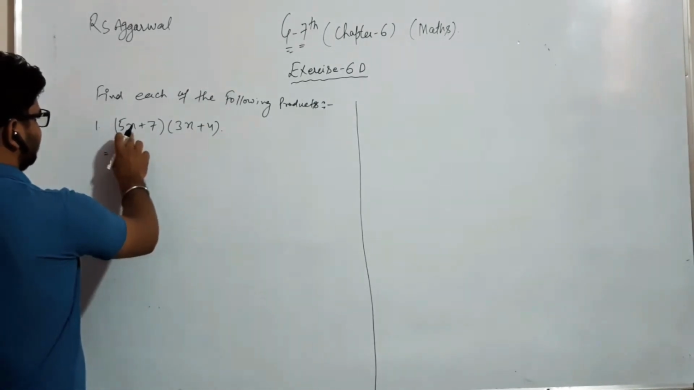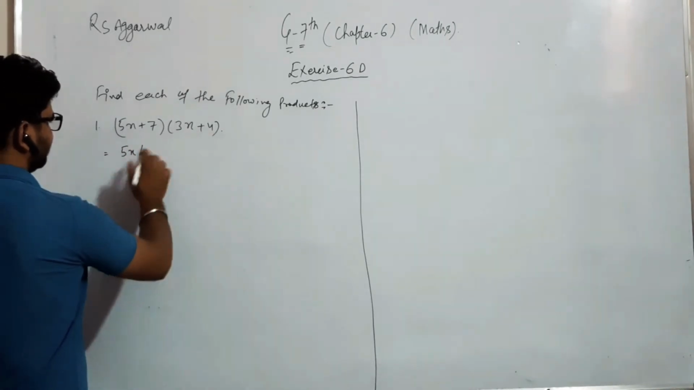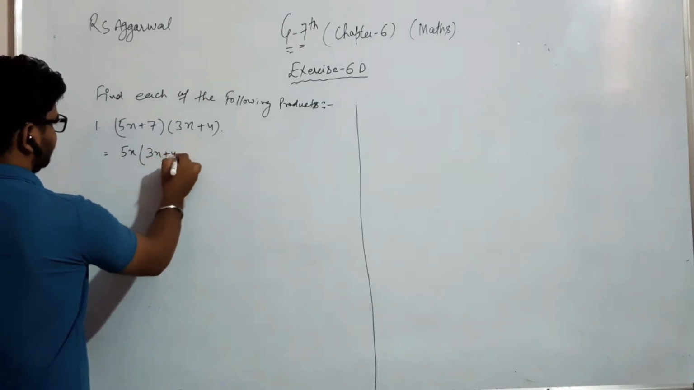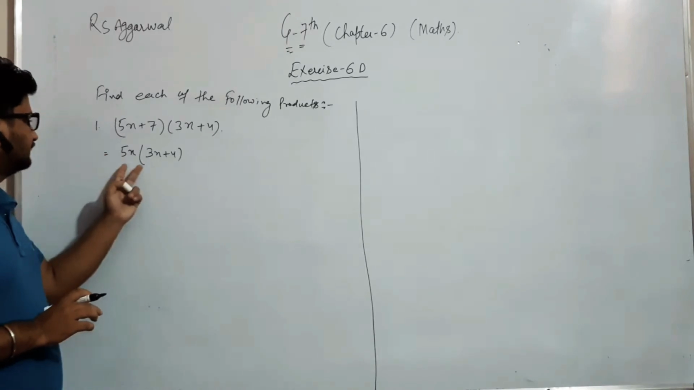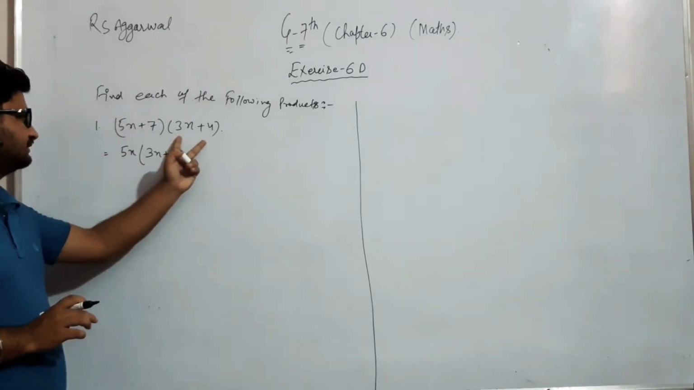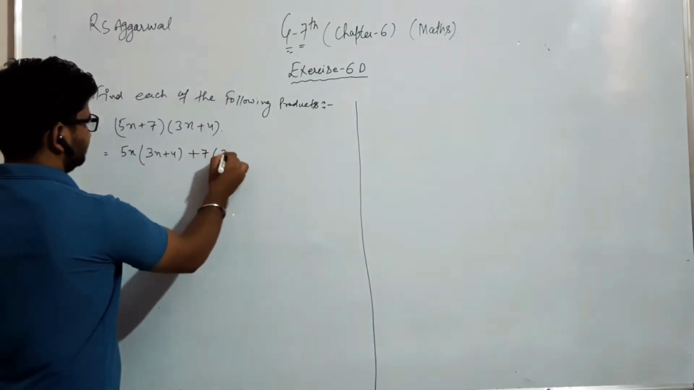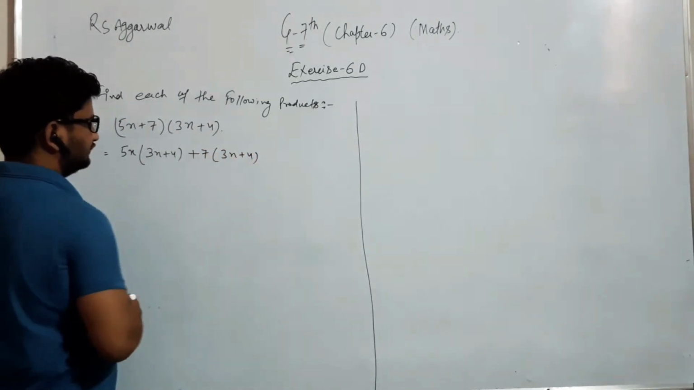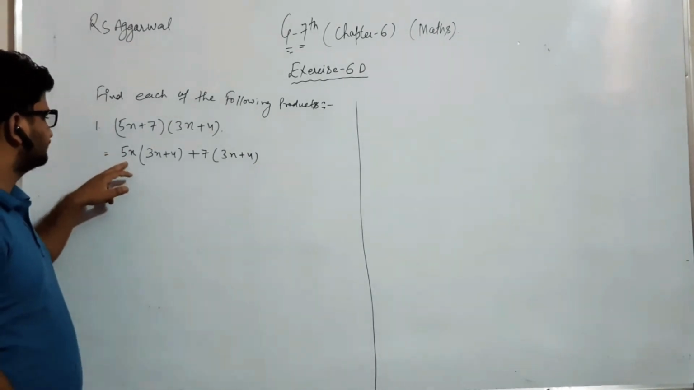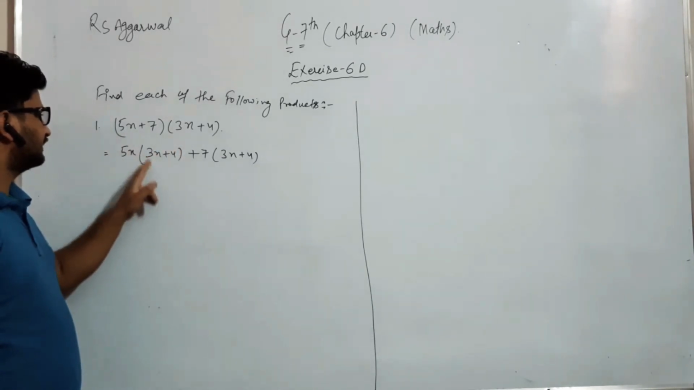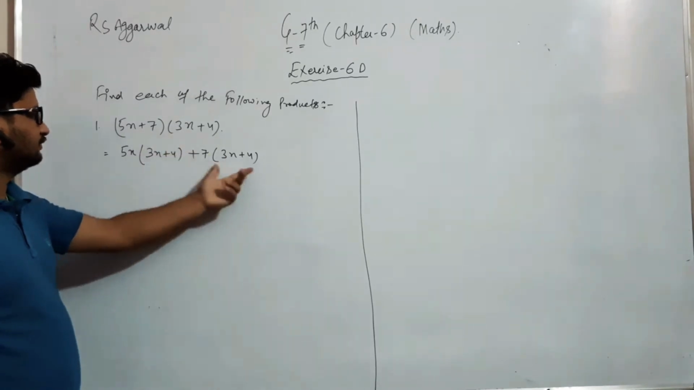In this first question, 5x plus 7 in the first bracket is multiplied with the whole of the second bracket, 3x plus 4. First the number 5x is multiplied with the whole of 3x plus 4, and then plus 7 is multiplied with 3x plus 4. We write the plus sign also, so we write 5x multiplied with 3x plus 4, and plus 7 multiplied with 3x plus 4.